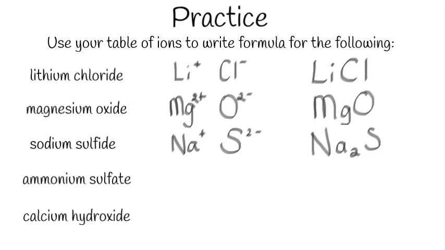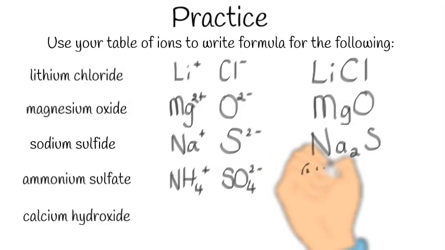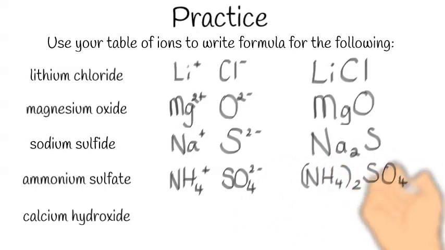With ammonium sulfate, it's a little bit trickier. We've got 2 ion groups. NH4 has 1 positive charge and SO42- has 2 negatives. So again, we need 2 ammoniums to get 2 positive charges to balance out the 2 negatives in the sulfate. This time, however, because it's an ion group, we need brackets.